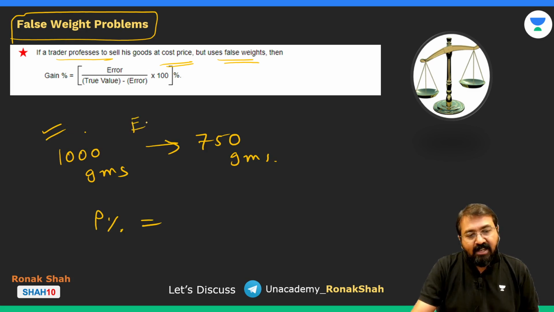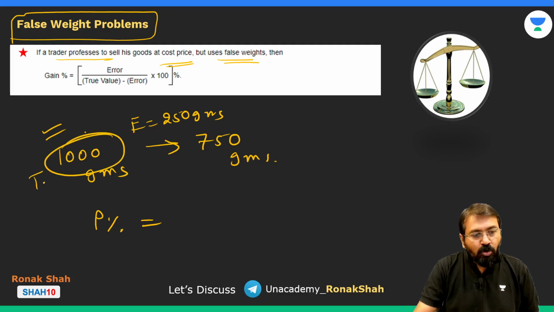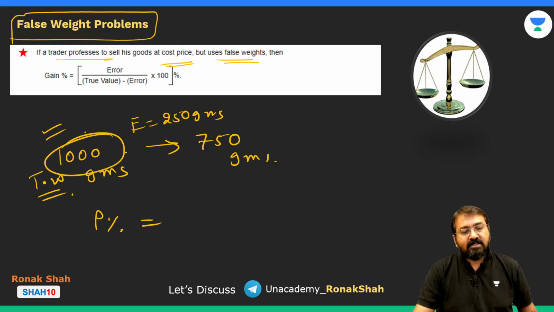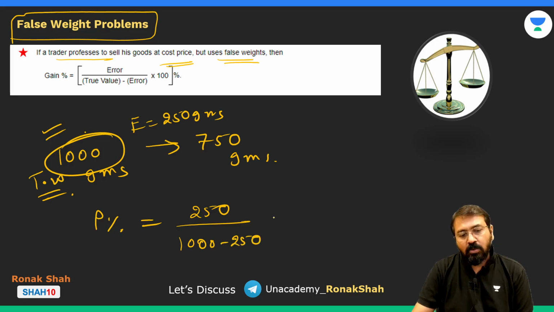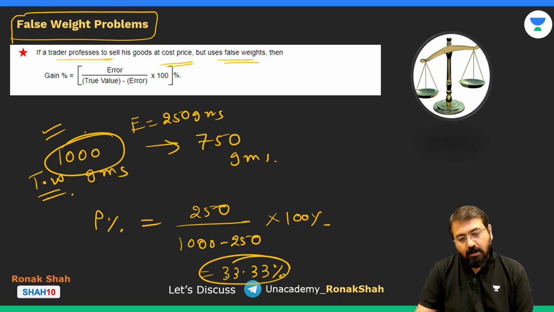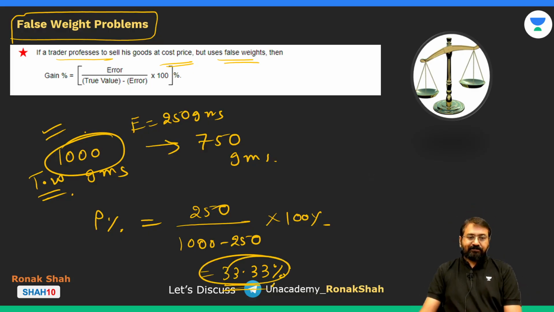So here the error is 250 grams and the true value should always be the actual weight, that is 1000 grams. So it should be 250 upon 1000 minus 250. So you can easily make out into 100. So this is 1/3 profit, so 33.33% profit. Are you getting this point, guys?